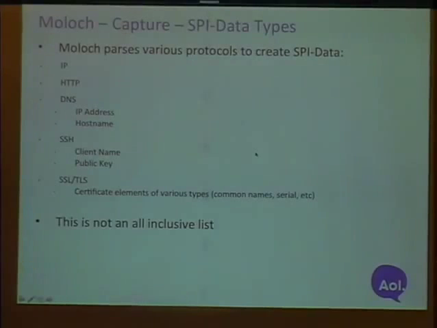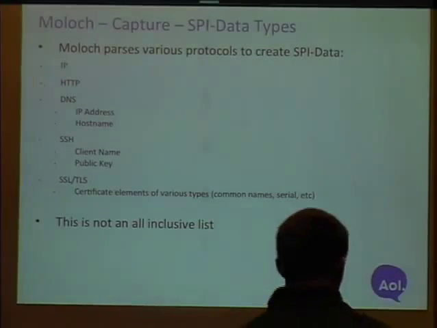So, back to SPI data types. The data that's created by the capture process, we call session profile information, or SPI data. These are some of the ones that we can create based off of IP, so any standard IP header stuff, source, destination, port, stuff like that. Things off of HTTP, DNS, SSH, SSL, TLS as well.